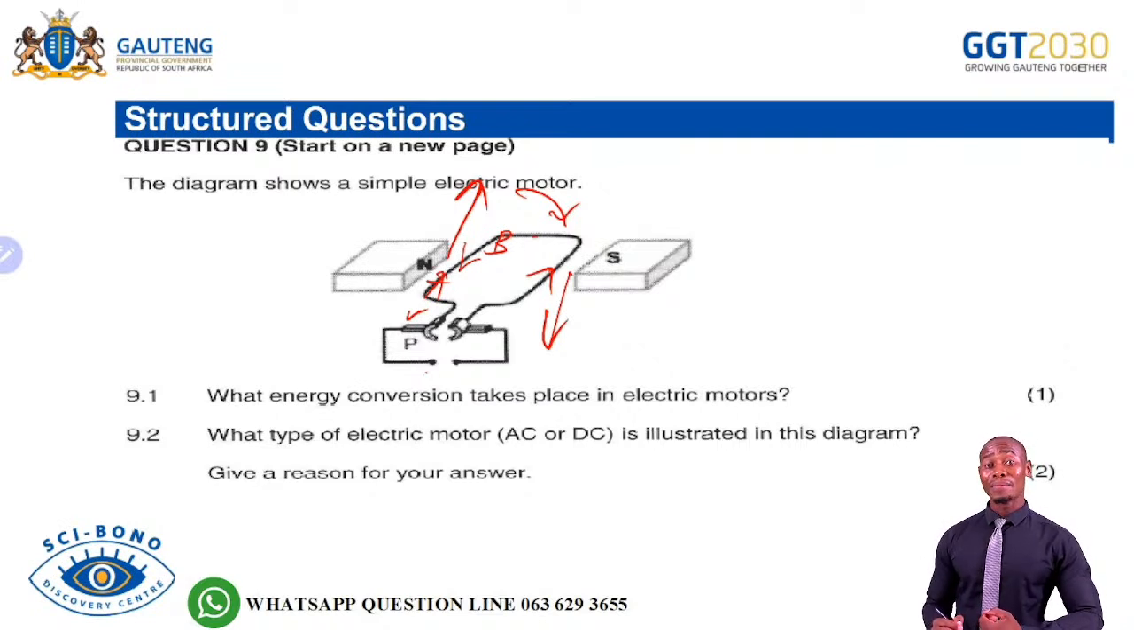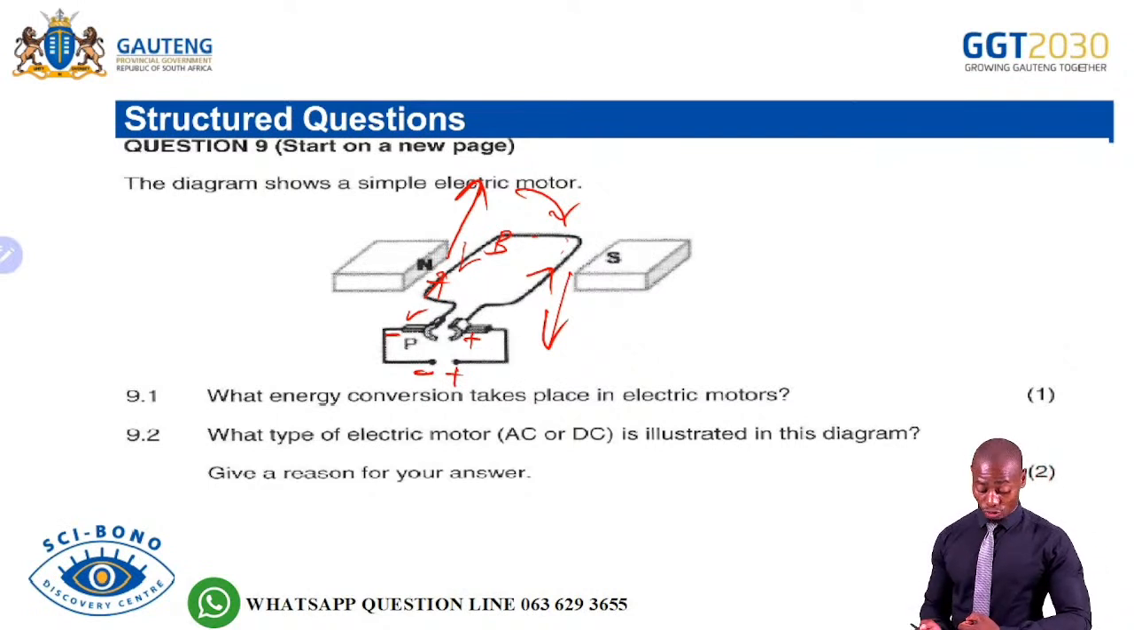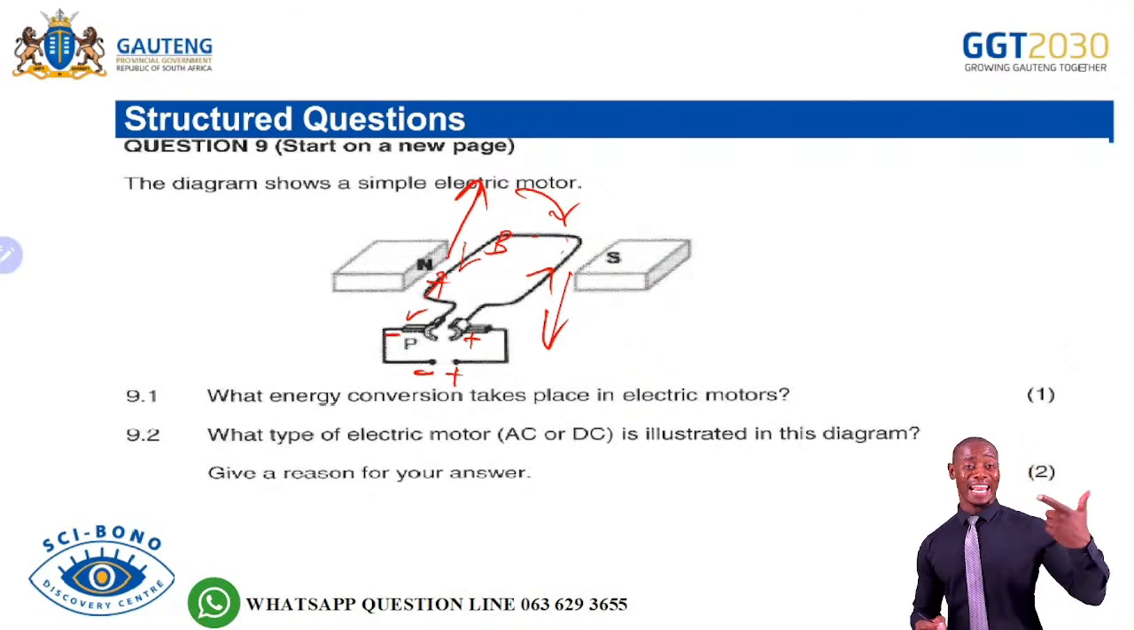With the terminals, remember current always flows from the positive terminal to the negative terminal, conventional. So from positive to negative, which means that this would be positive, and this is negative. So it's from the positive terminal to the negative terminal. So where brush P is connected, it will be connected to the negative terminal of the battery.